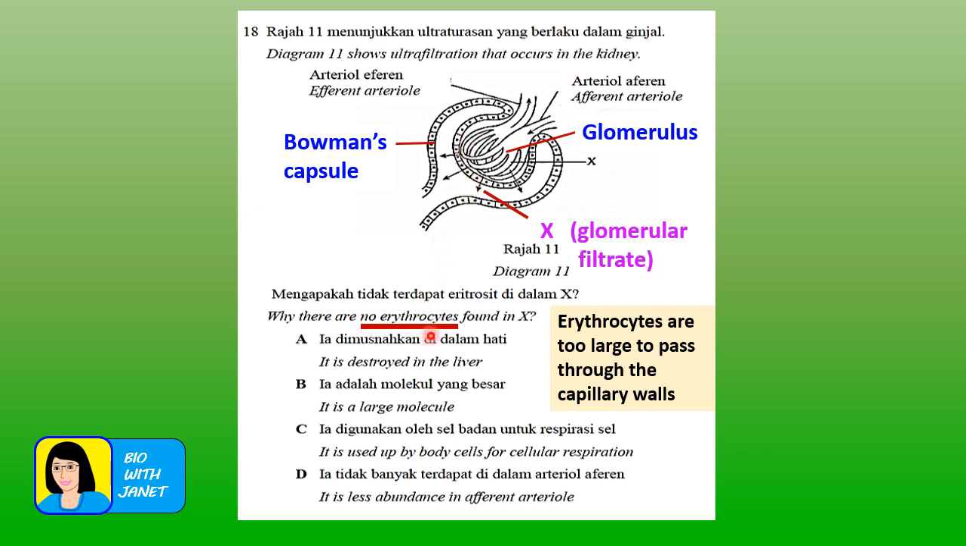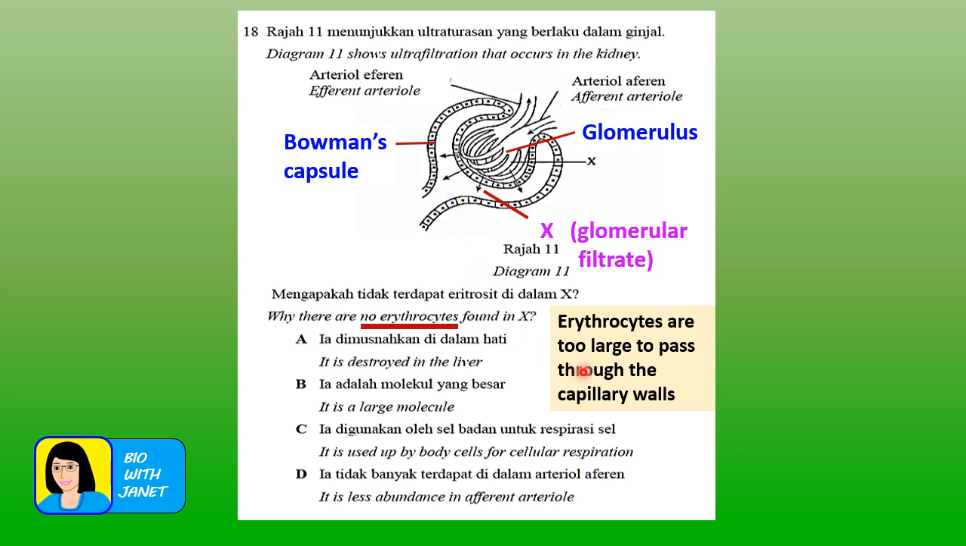So why are there no erythrocytes in X? Now, I believe there's a mistake here. X should be here, the Bowman's capsule. Why are there no erythrocytes in the glomerular filtrate inside the Bowman's capsule? The fluid that's formed here is the glomerular filtrate, which comes from the glomerulus. So I'll rephrase the question: why are there no erythrocytes found in X, which is the glomerular filtrate found in the Bowman's capsule? So what is the answer?